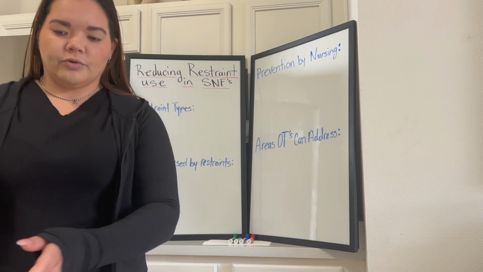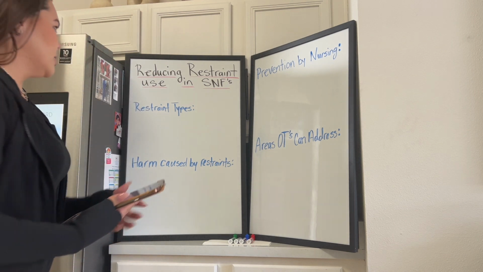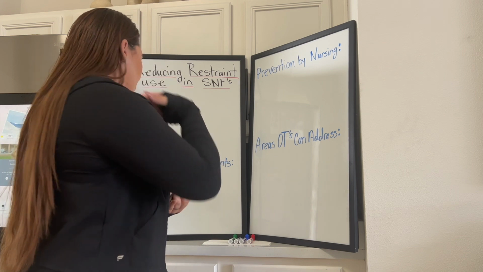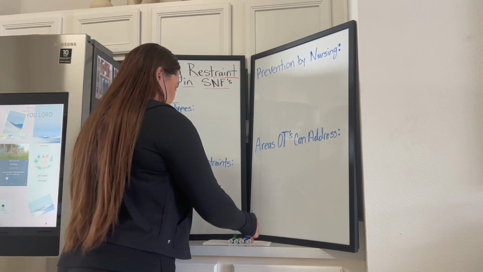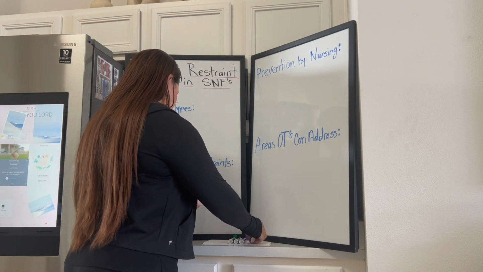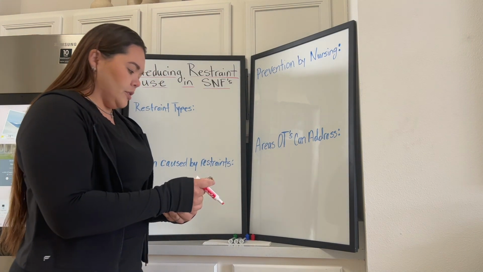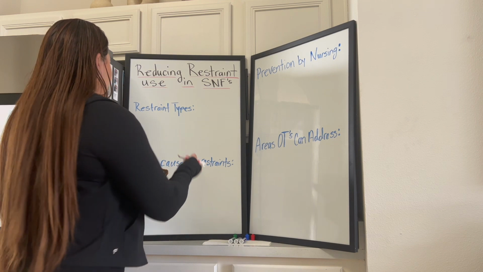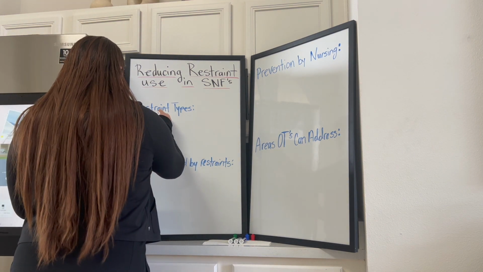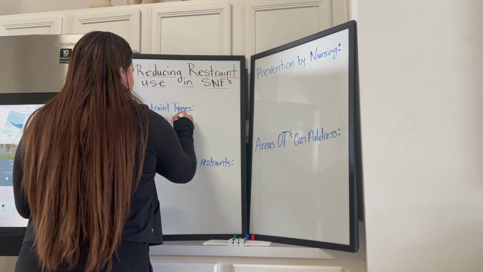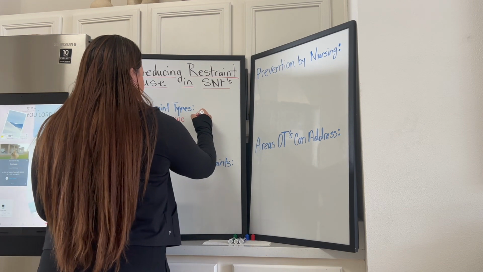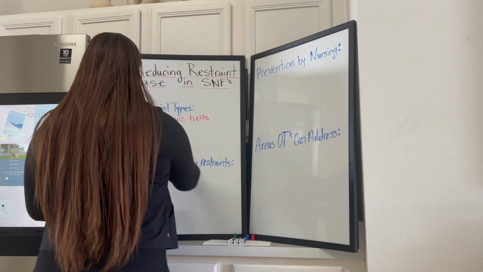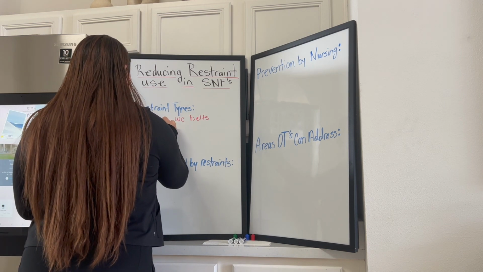So we're going to go ahead and talk about some of the specific areas that restraints are used, what are restraints, and some prevention that we can use. The different types of restraints that can be used for patients include lap trays, restraints in wheelchair such as wheelchair safety belts, and arm restraints.